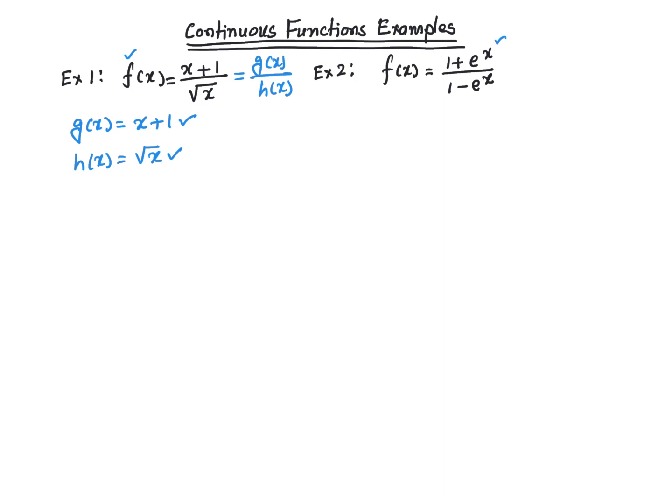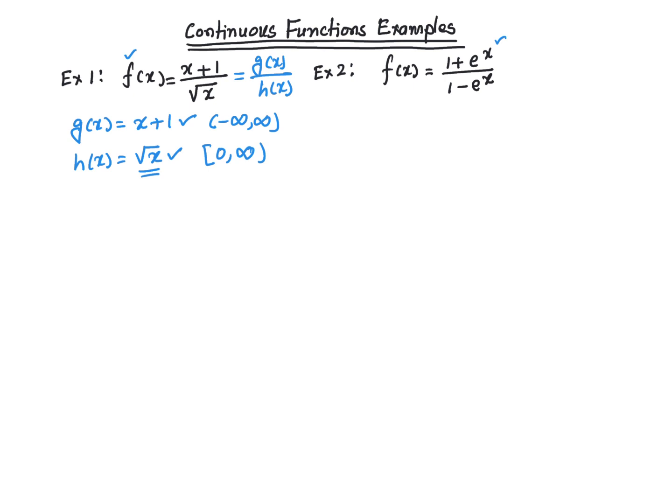However, in the denominator, the square root function appears. Therefore, we need to make sure that it is non-zero. g of x is continuous. It's a polynomial. It's continuous on the entire number line, right? This, however, is continuous from 0 to positive infinity because we are not dealing with complex numbers or complex functions. Therefore, we are going to restrict our x values to 0 or positive.